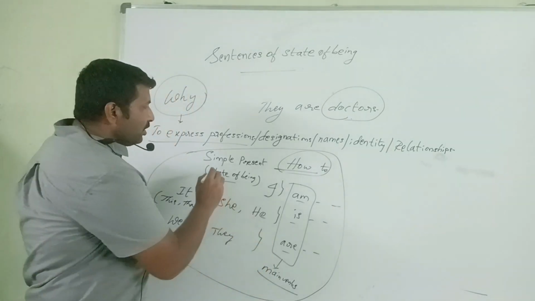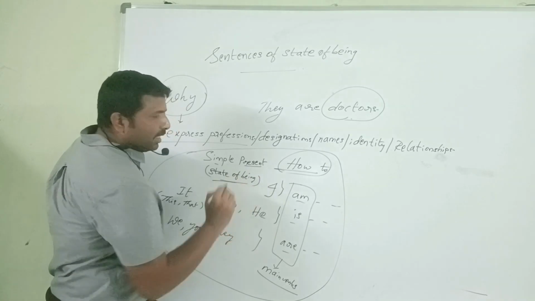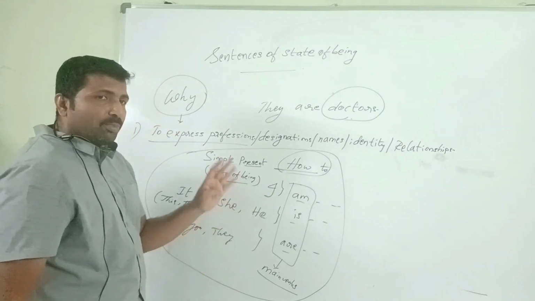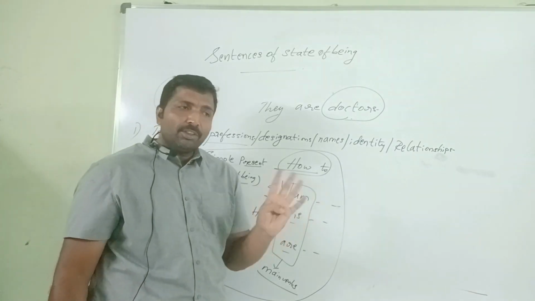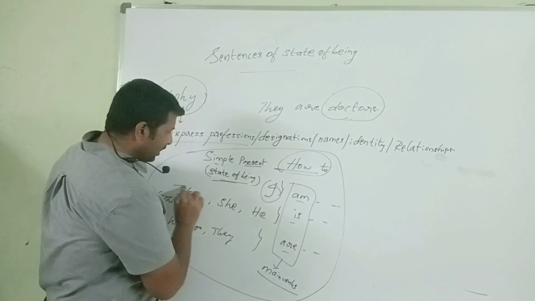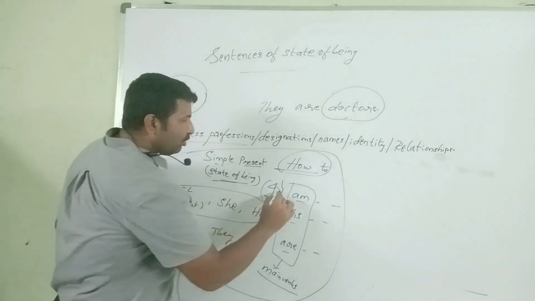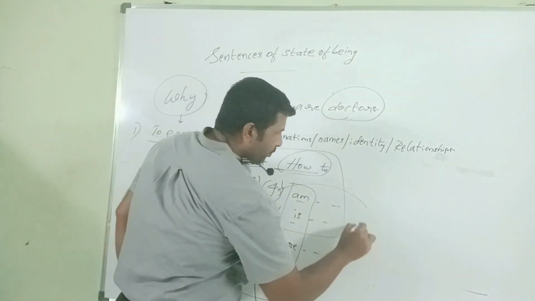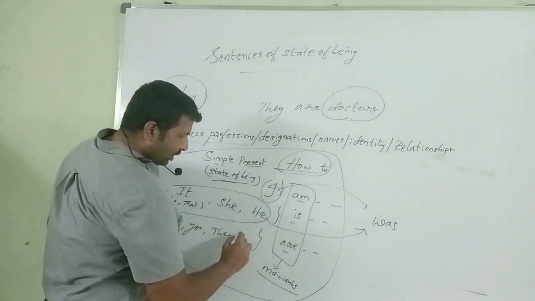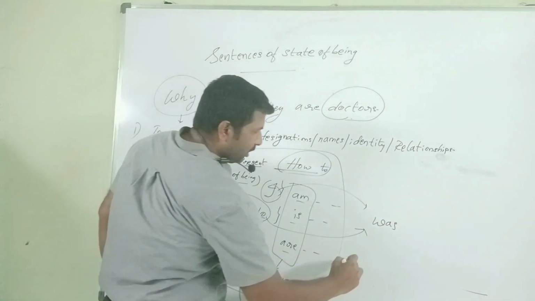This is known as the simple present state of being. Coming to past: he was my close friend last year. They were my neighbors. For these four, I, he, she, it, we use was; for these three, we, you, they, we use were.